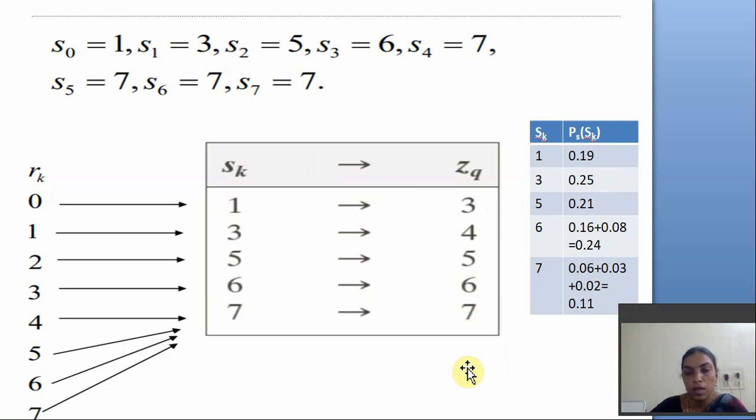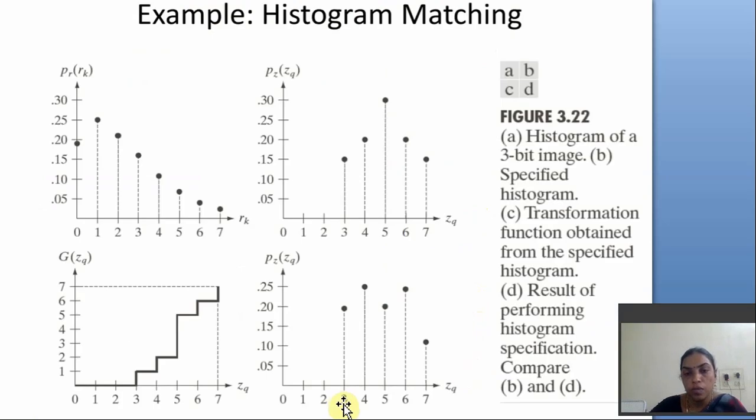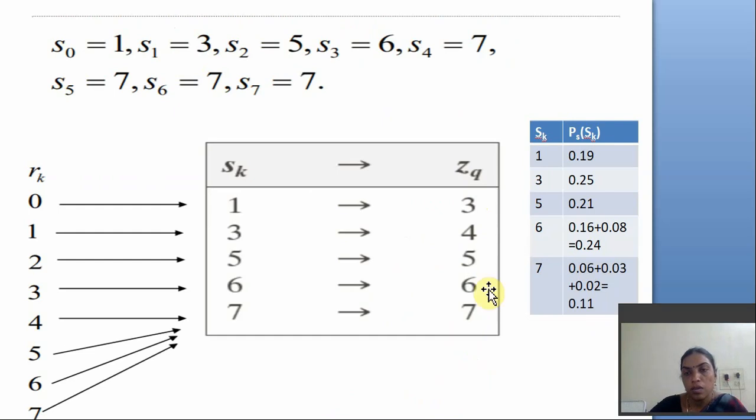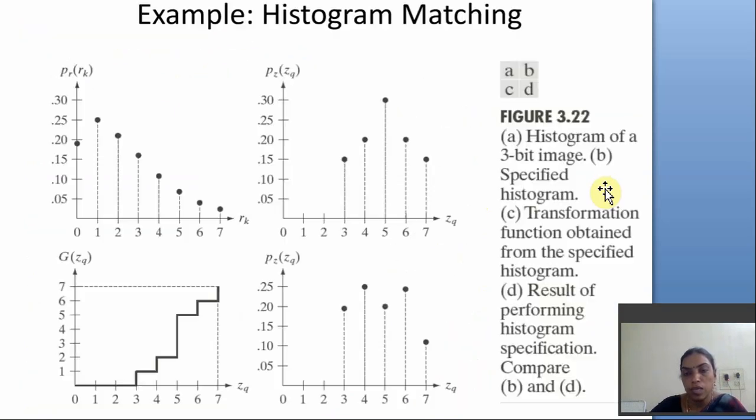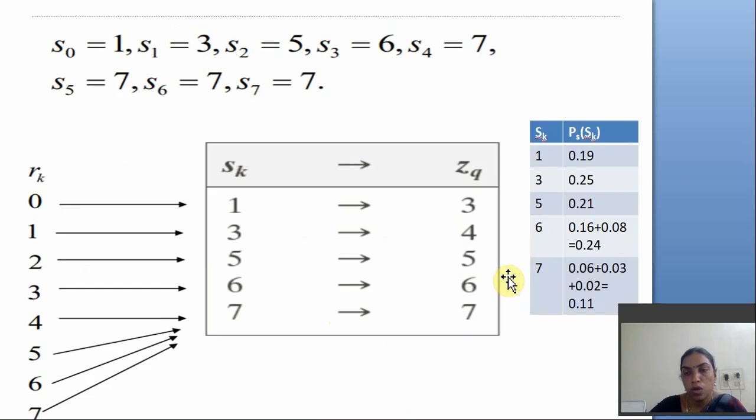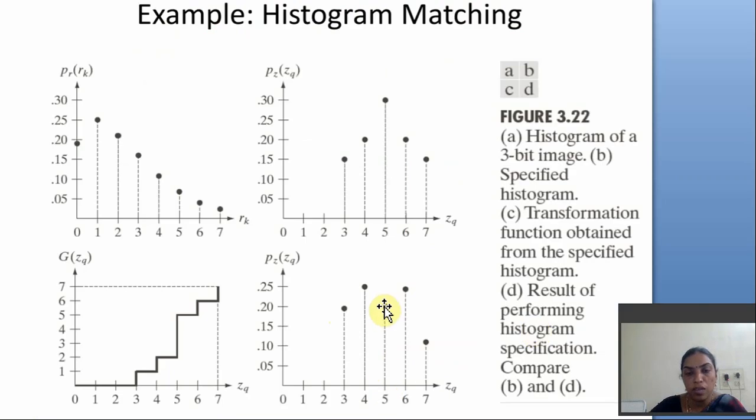Okay, right. So now observe the histogram for 3, 4, 5, 6, 7 values. Here values are 0.19, 0.25. See here 0.19 for the 3, 0.25 for the 4. Next one is 0.21, 0.24, 0.11. See here 0.21 for the 5, next 0.24 for the 6, 0.11 for the 7. Right. So in this way you should draw PZ of ZQ versus ZQ.